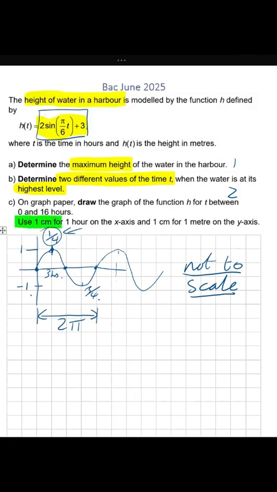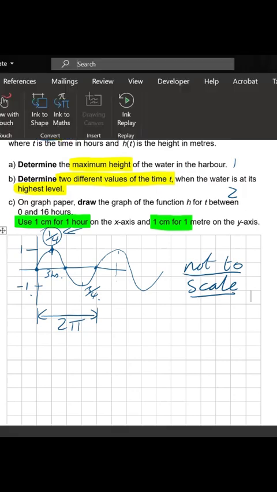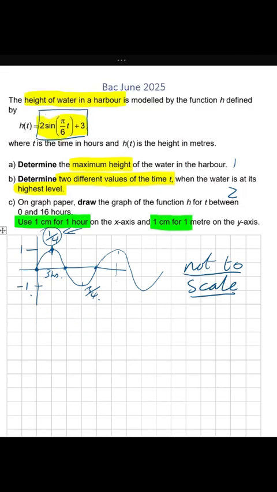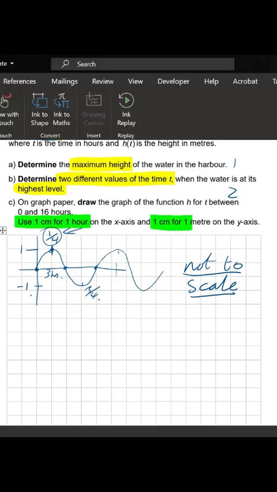They said use 1 centimeter for 1 hour on the x-axis and 1 centimeter for 1 meter on the y-axis. Now, I'm just going to use my boxes because, like I say, it's all I have. And I'm going to be looking at it from the point of view of this sine here. Now, what do I know about this sine function? There's a couple of things I know.